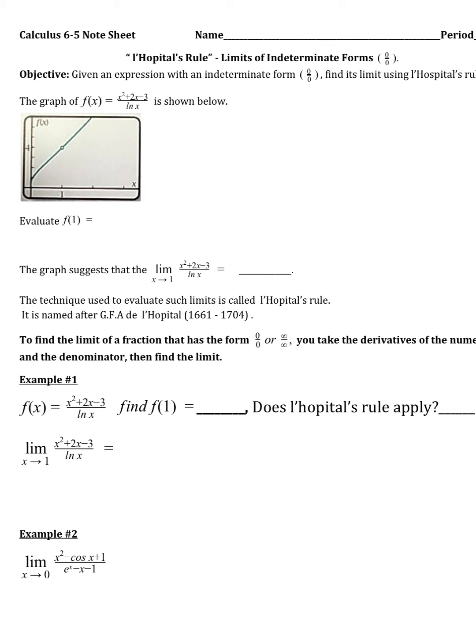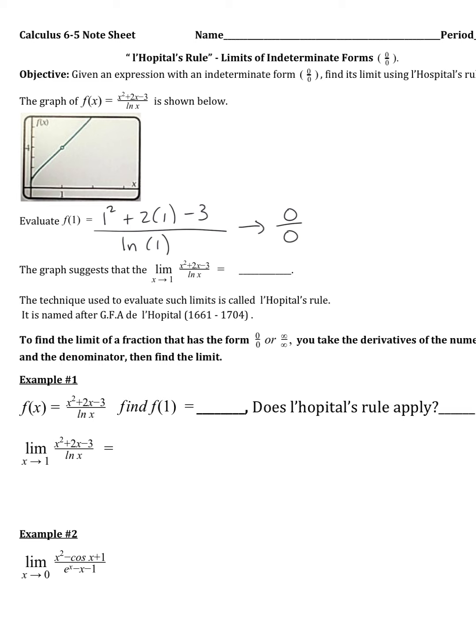Here is the graph. If we plug in 1 into the function, we find f of 1, we get on top 1 squared plus 2 times 1 minus 3 all over ln 1. This gives us 0 over 0. That is an indeterminate form. Remember, an indeterminate form tells us that there probably is a limit there at 1. That's what this tells us.